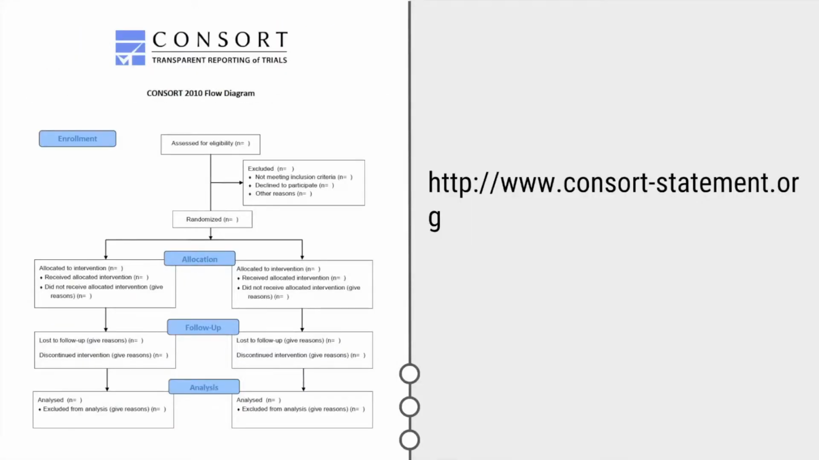In 1996, the Consolidated Standards for Reporting Trials, known as CONSORT, criteria were published. This was most recently updated in 2010. The document includes information that ought to be reported for randomized controlled trials, as well as the format for a flowchart that describes how participants pass through the phases of the trial. More information can be found at www.consort-statement.org.